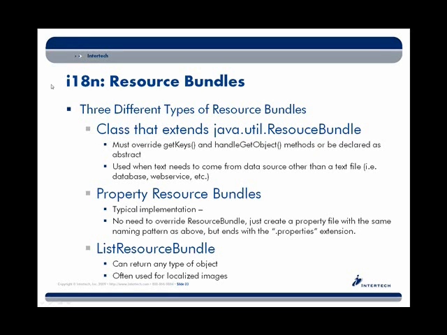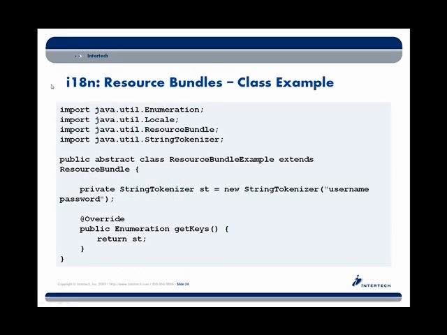And the third type of resource bundle that is common is known as a list resource bundle. This really can return any type of object you need and is often used for localizing images. So let's start with an example of creating a class that's going to return some strings.